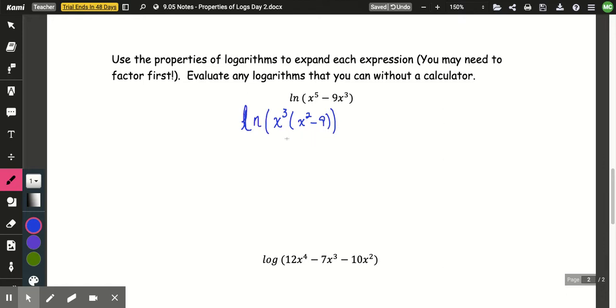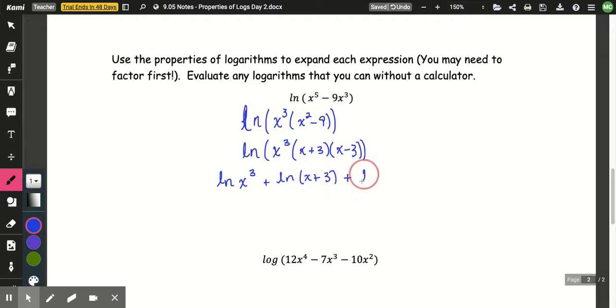hopefully right away when you see x squared minus 9, you recognize that as a difference of squares that could also be factored. So I'm going to go ahead and factor that one as well. So x plus 3, x minus 3. So now I've got a natural log of a product of 3 different things. So I can now expand it using the product property. So that would give me natural log of x cubed plus natural log of the next factor there, x plus 3, plus natural log of that last factor, x minus 3.